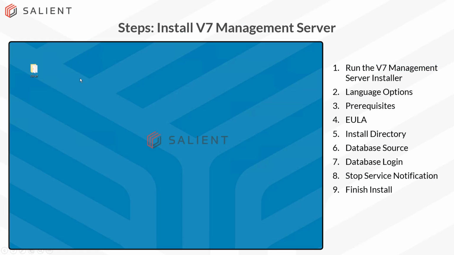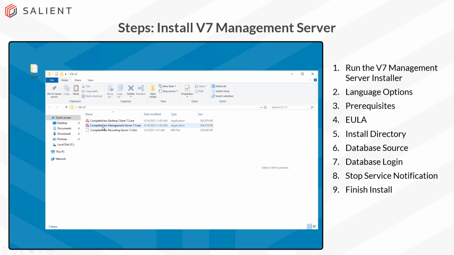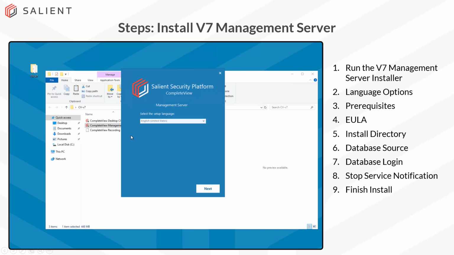All right, we're installing the management server. So open up the folder wherever you downloaded those installation files from Salient. And then we're going to right-click on our management server installer, choose Run as Administrator. The first screen you'll get is a language selection. You can choose any of the localized languages we have available for your install.